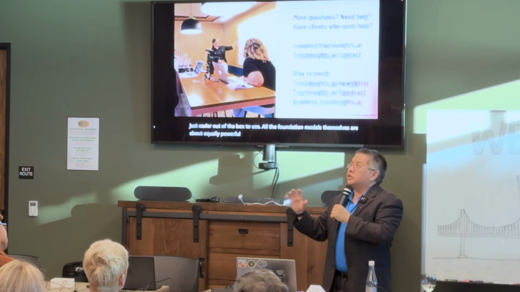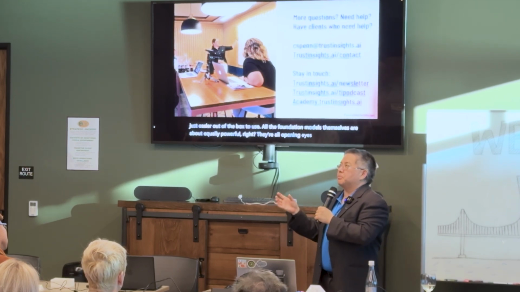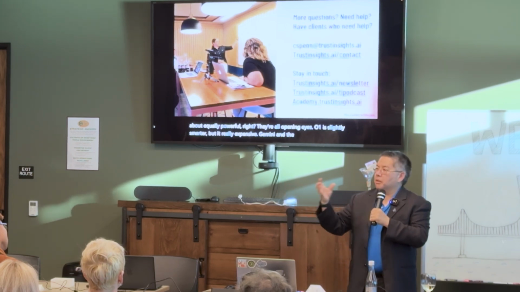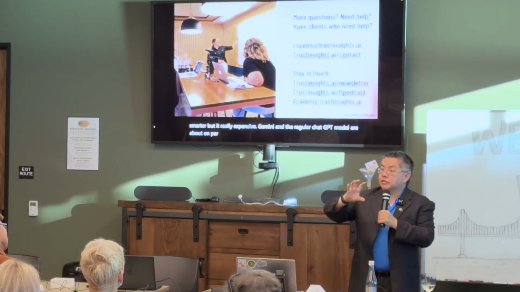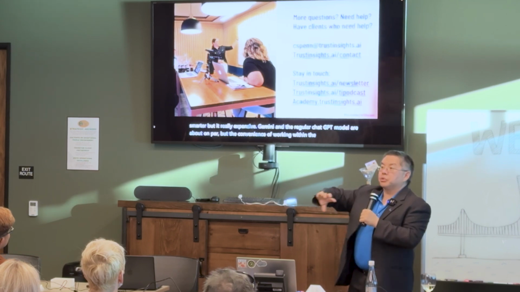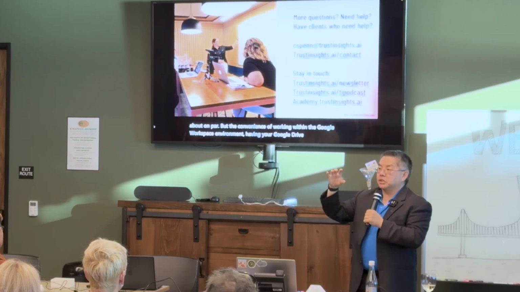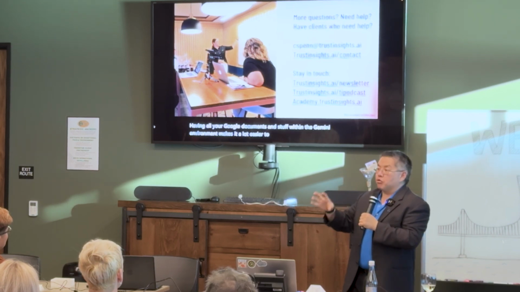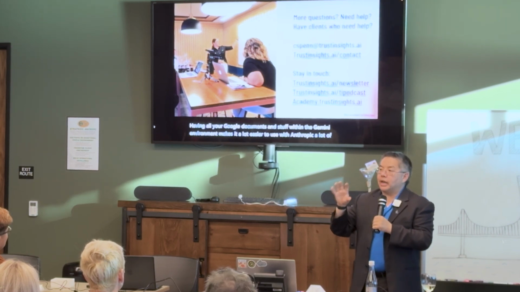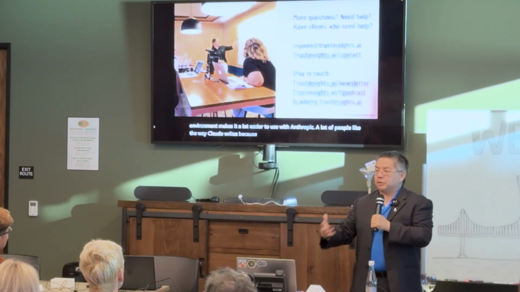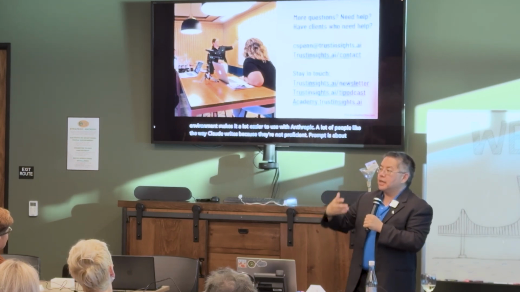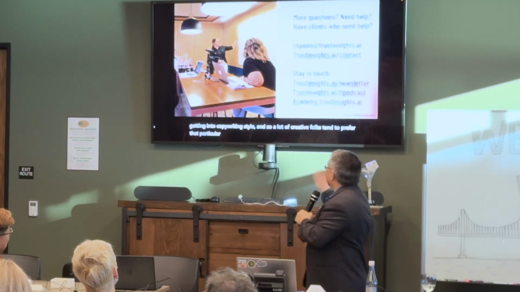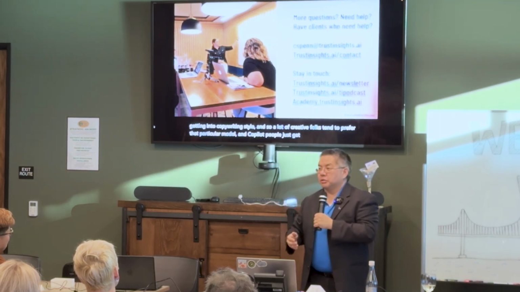OpenAI's O1 is slightly smarter, but really expensive. Gemini and the regular ChatGPT model are about on par. But the convenience of working within the Google Workspace environment, having your Google Drive available and having all your Google documents and stuff within the Gemini environment makes it a lot easier to use. With Anthropic, a lot of people like the way Claude writes because they're not proficient prompters about getting into copywriting style. And so a lot of creative folks tend to prefer that particular model. And Copilot, people just get it because it's included in their Office subscription.